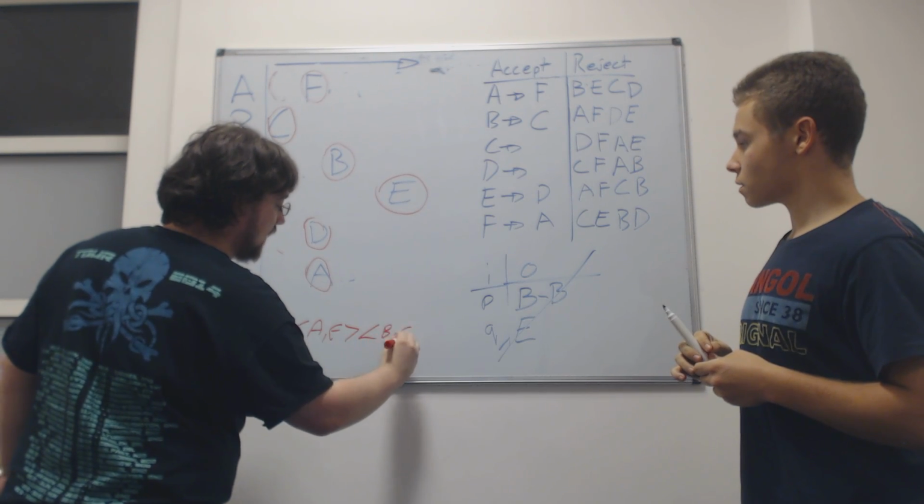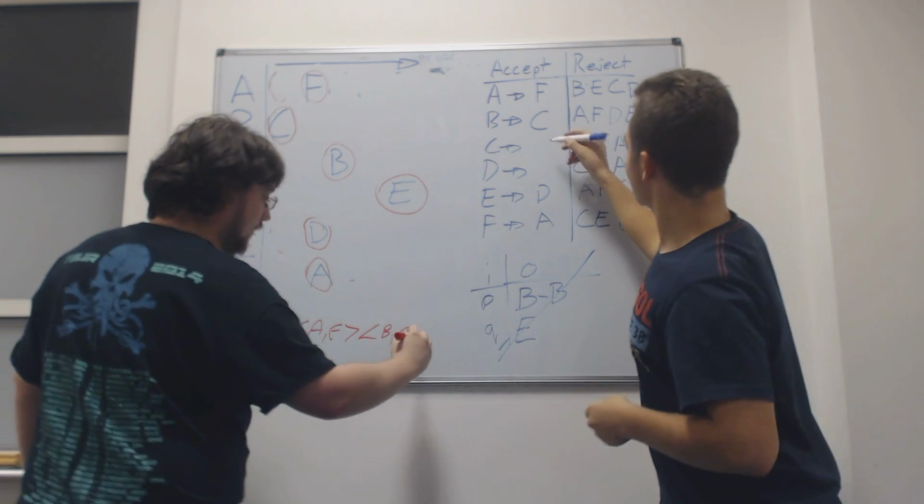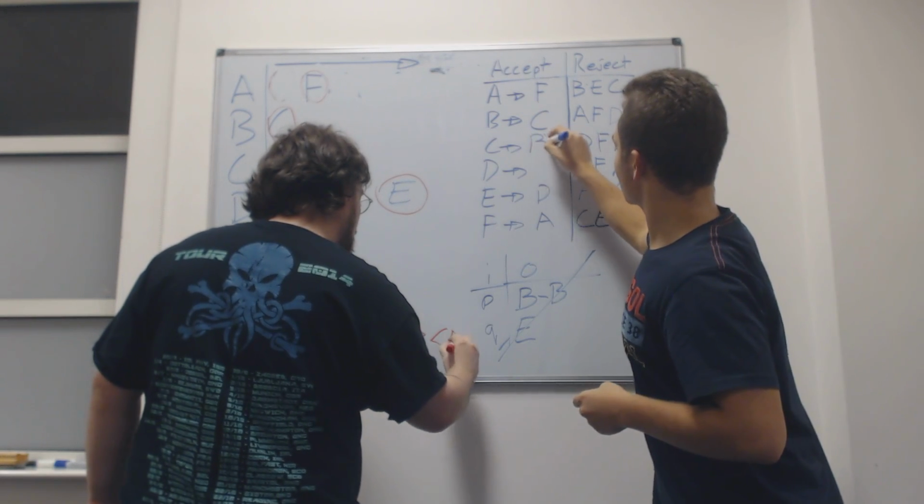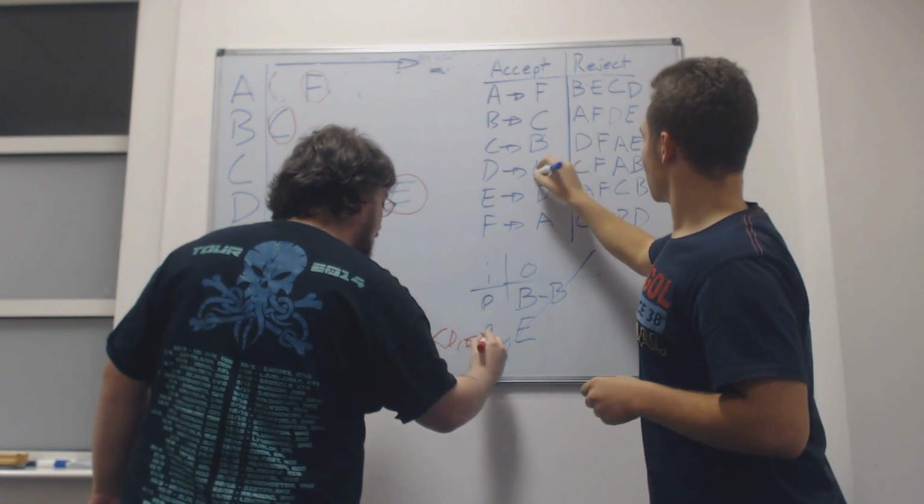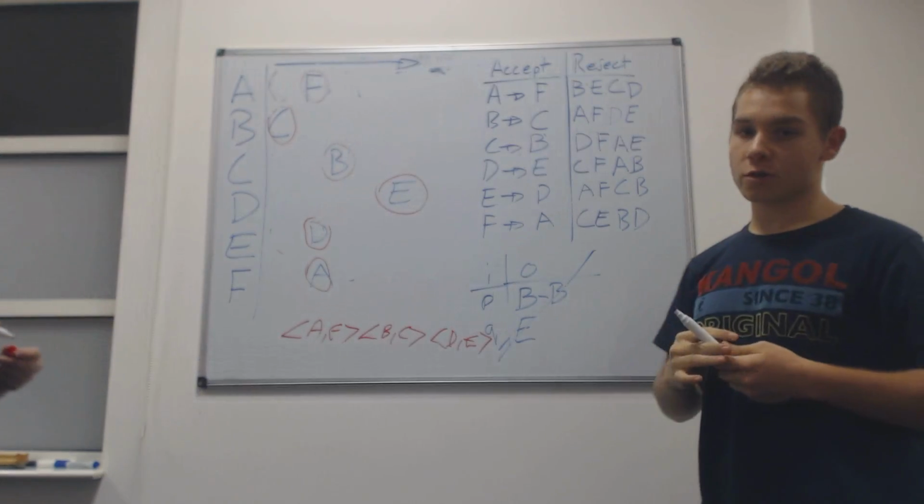B is matched with C, and D is happily matched with E. Wonderful, that's the algorithm over.